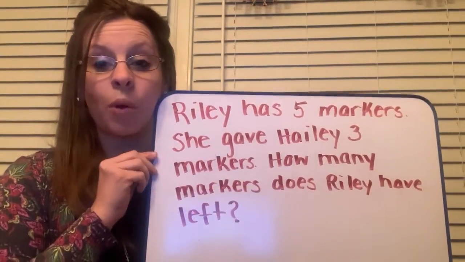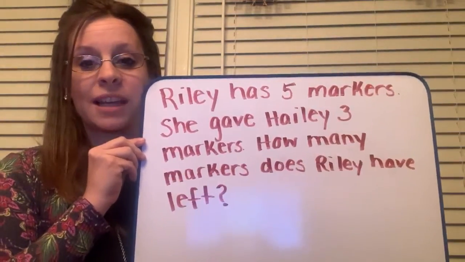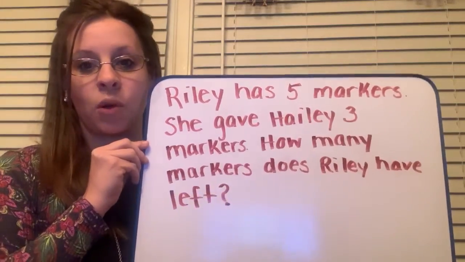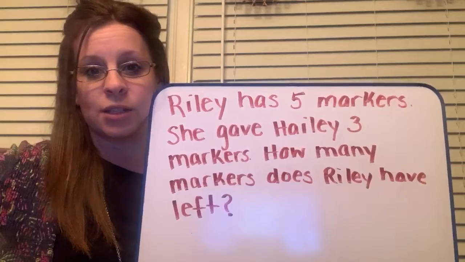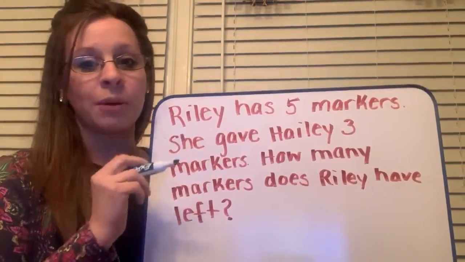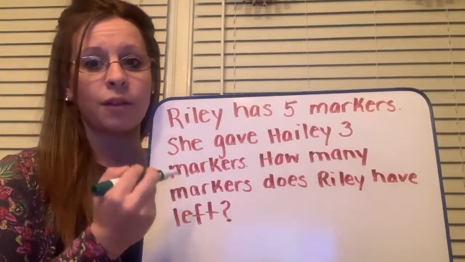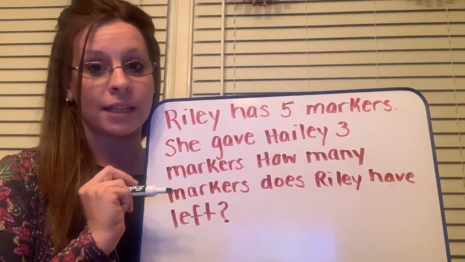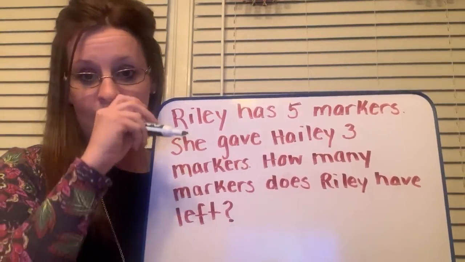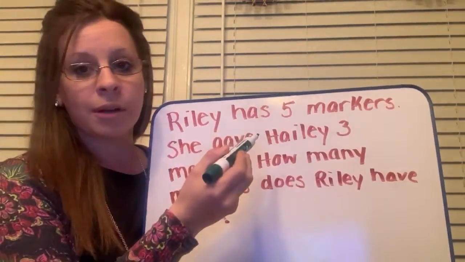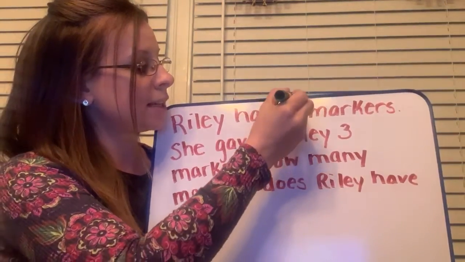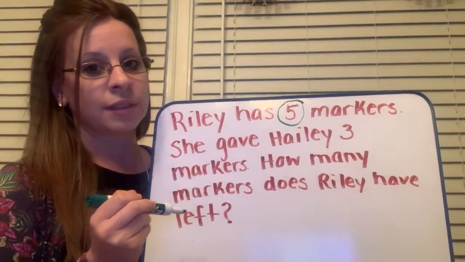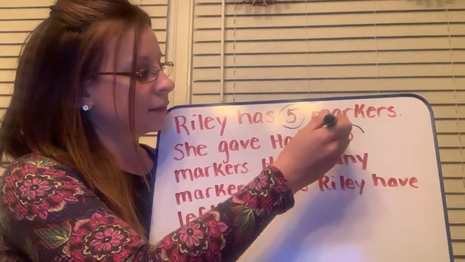So there are some important things that we need to do before we even are able to get started solving our word problem. First, we always like to determine what information out of the word problem that we're going to need to solve our word problem. So we always like to circle the numbers. The first number that we see is 5. The second number that we see is 3.